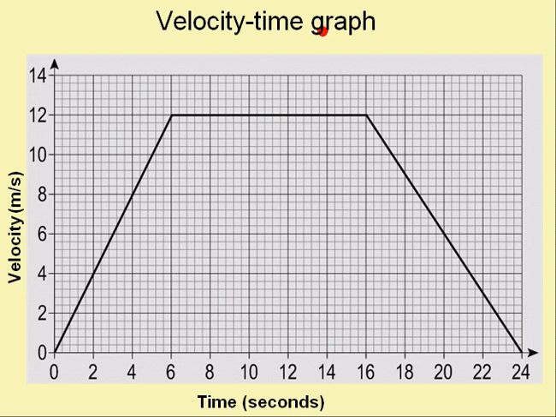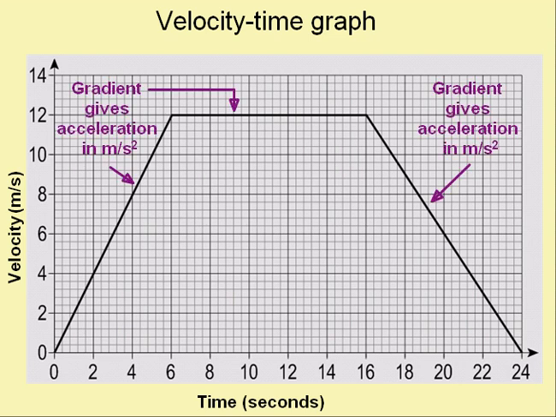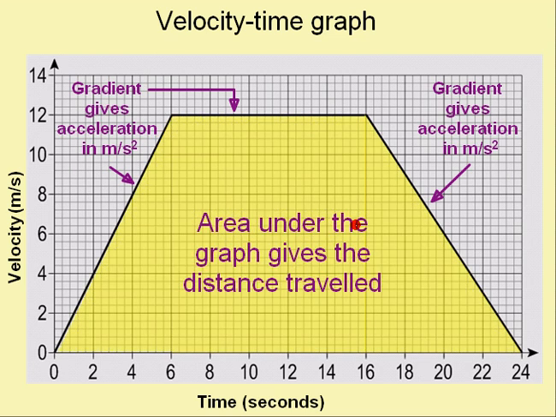From any velocity time graph, there are two things that you can immediately work out: the acceleration at any given time and the total distance travelled at any given time. The gradient gives the acceleration, and the area under the graph gives the distance travelled.